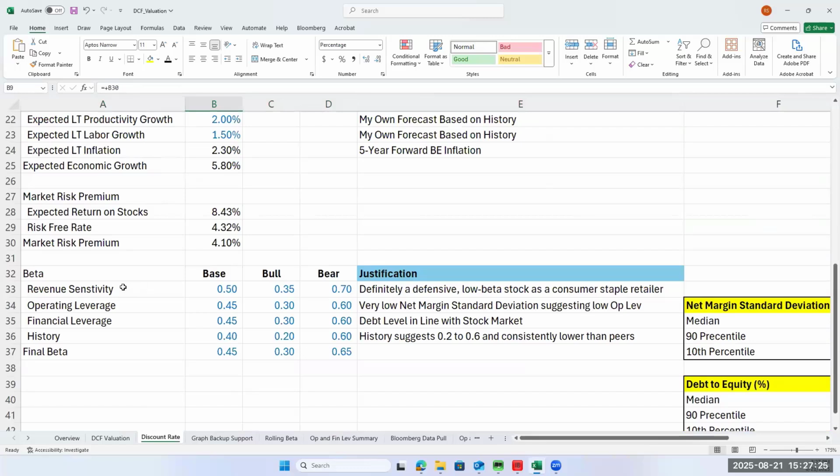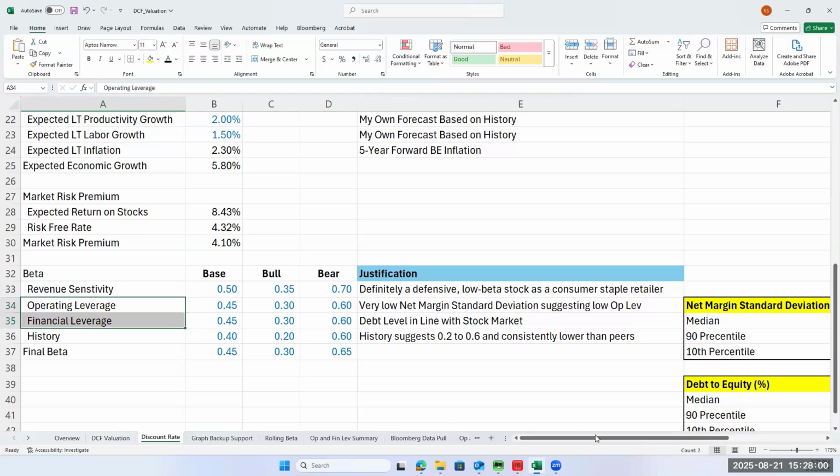The next section is, what do you think the beta is going to be? And I have four components here. The first one is revenue sensitivity. What kind of firm is this? Is this a defensive firm or a cyclical firm? So I'm talking about Walmart, definitely a defensive company, a low beta stock. It's a consumer staple. It's a retailer. And an especially effective retailer that actually does fairly well in recessions where people cut back in other areas and do more shopping at Walmart.